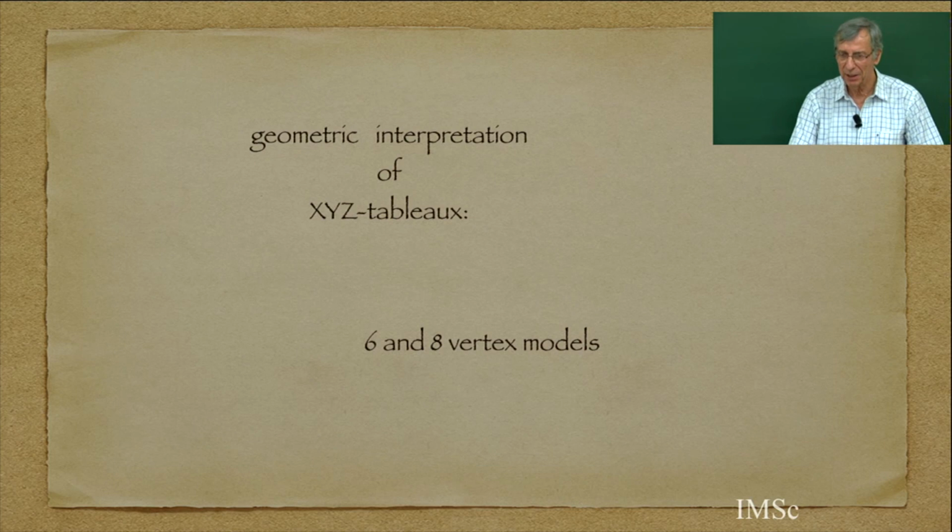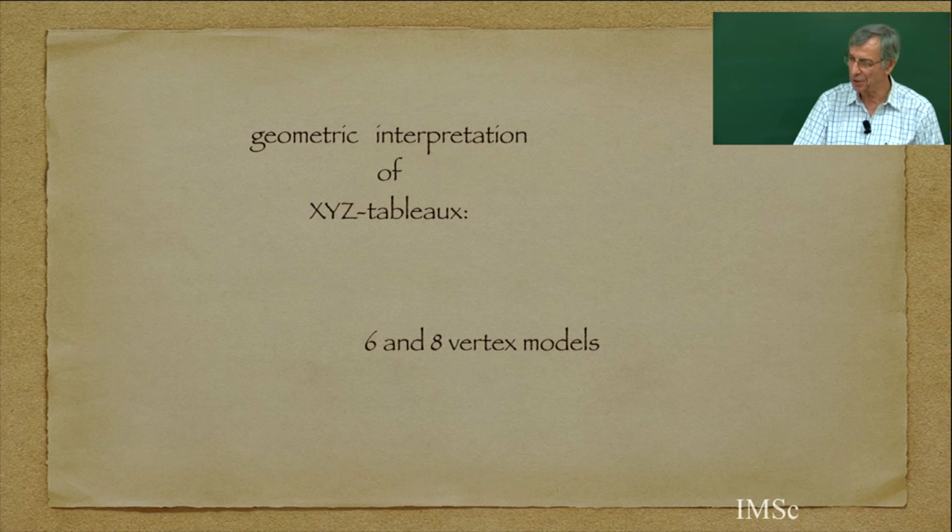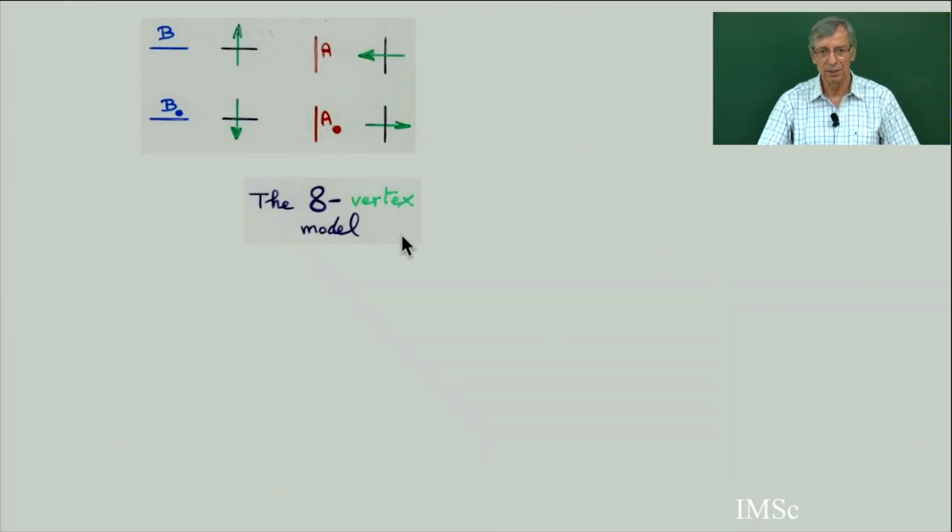So now, if I go back to the general XXZ tableau, which I talked about with the 6 and 8 vertex model, there is a geometric interpretation of this tableau. The geometric interpretation is: you have two kinds of letters, B and B dot, A and A dot.